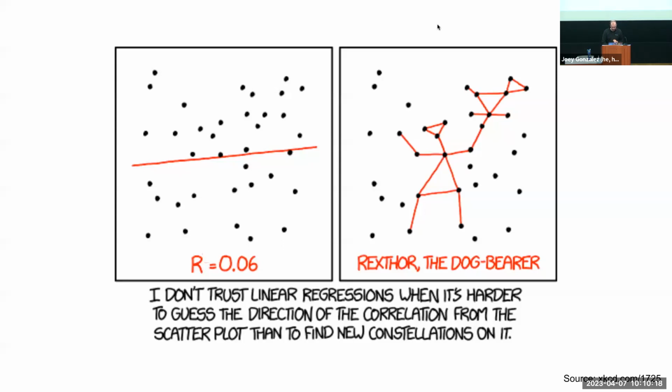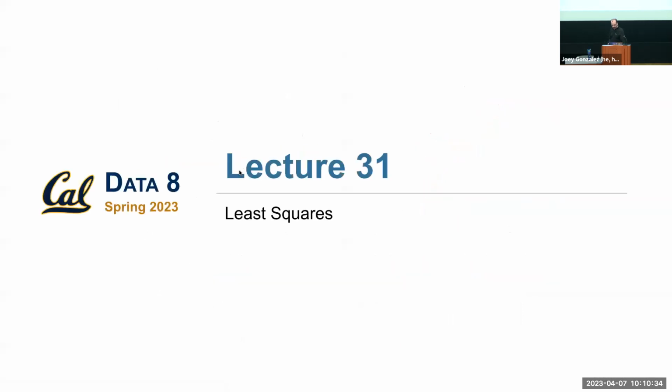A little bit of a joke on the slide here. What's the joke here? Correlation. There's no correlation in this data. If you can see constellations better than you can see the line, then you probably shouldn't be fitting lines. That's a little funny.